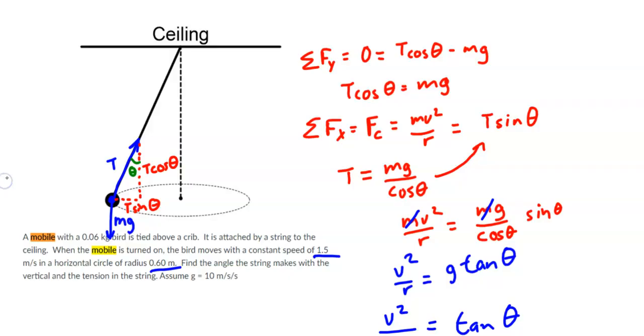Once you know the angle, then you could come back up here and plug that angle into, say, cosine of theta here. You know the value of mg, so you can solve for T. So that should clear things up there.